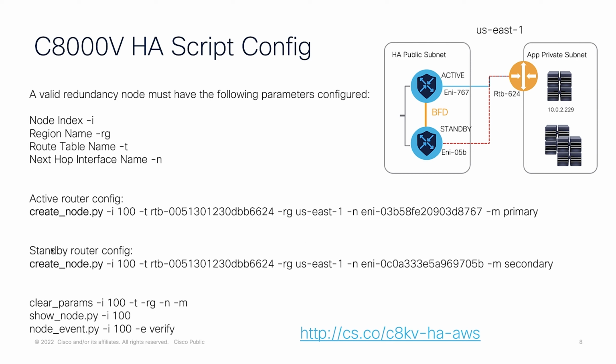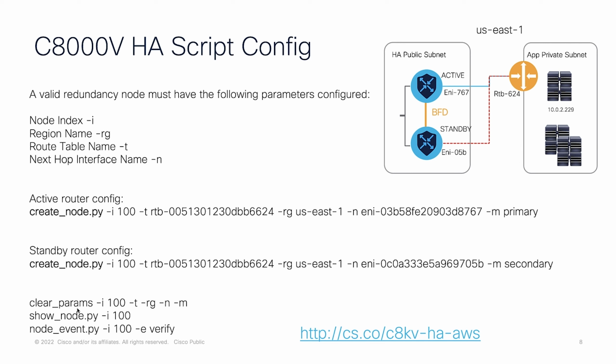And so that's pretty much all you're going to need to configure for the script. The standby router will be exactly the same, except you'll just change the ENI to the interface on the standby router. And of course, if you want this to be the secondary node, then you want to pass in -m secondary. And there are some additional commands here that you can use.